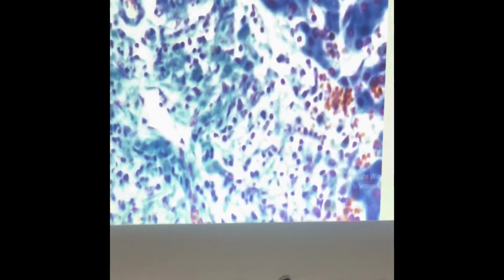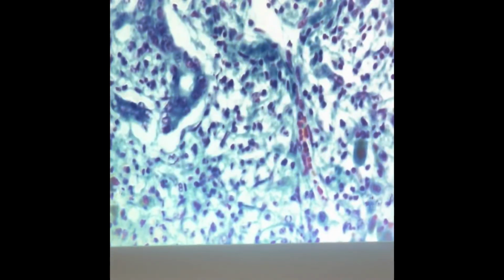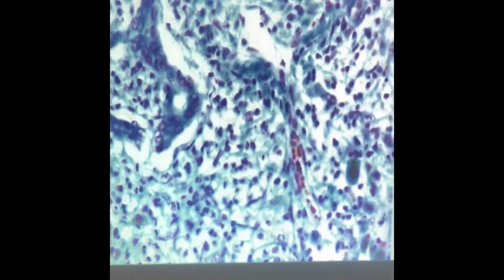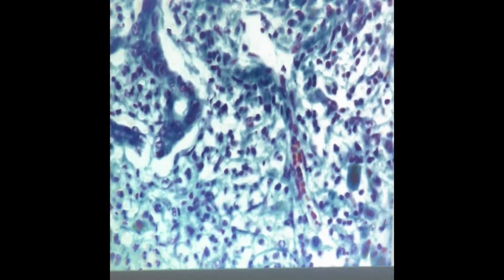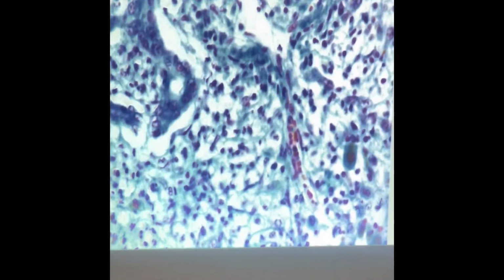But we have the other one. Take a look. These are what? Also hepatocytes. But this hepatocyte is infiltrated with what? With a large number of basophilic cells. Be careful. All of these basophilic cells are what? Inflammatory cells.